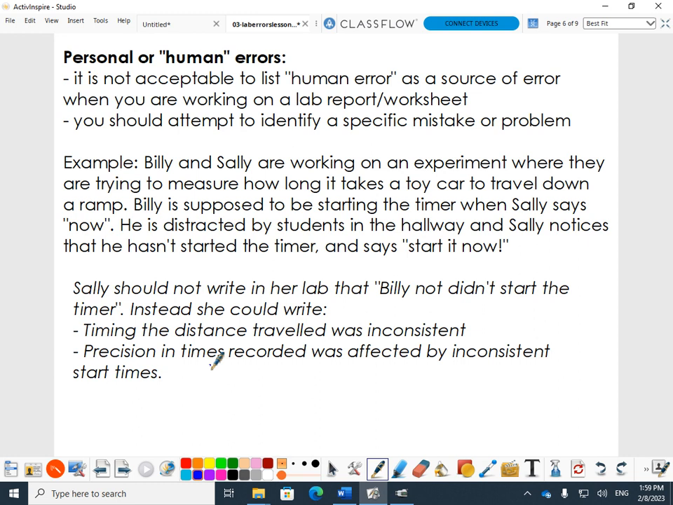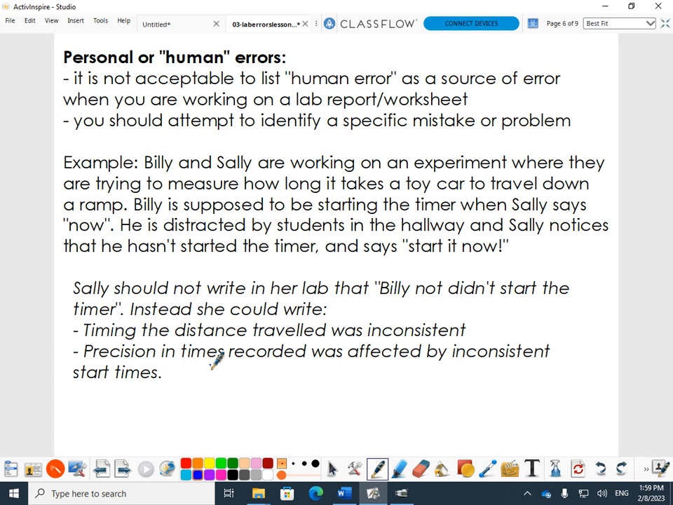So here's an example. Billy and Sally are working on an experiment where they are trying to measure how long it takes a toy car to travel down a ramp. Billy is supposed to be starting the timer when Sally says, "now." He is distracted by students in the hallway, and Sally notices that he hasn't started the timer and says, "Start it now." So Billy should not write in her lab report, "Billy did not start the timer on time."